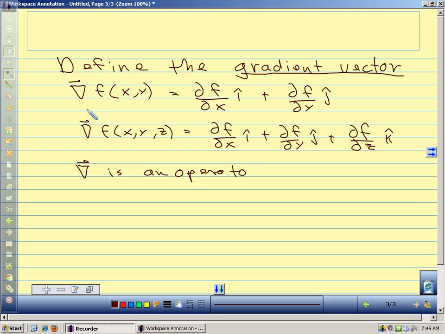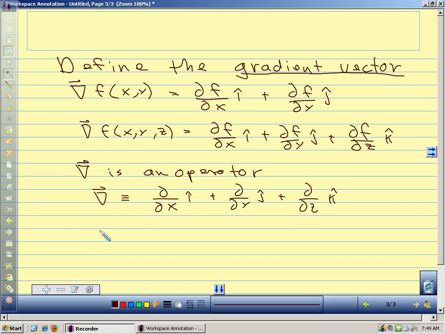So del has no value by itself. It has to operate on a function. We define del, the operator, and the three equals means defined, as d dx i plus d dy j plus d dz k. These partial derivatives by themselves don't have any meaning. We have to operate on a function to get a vector. So del has to operate on a function to have meaning.